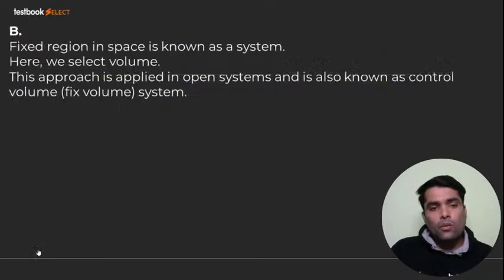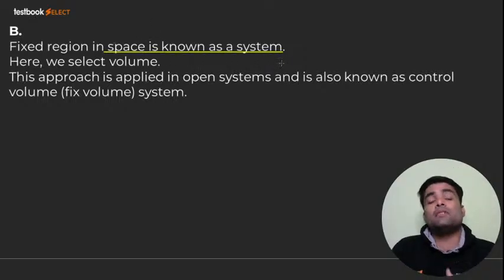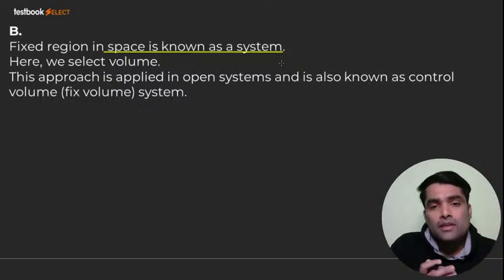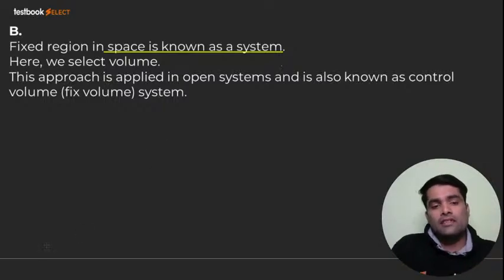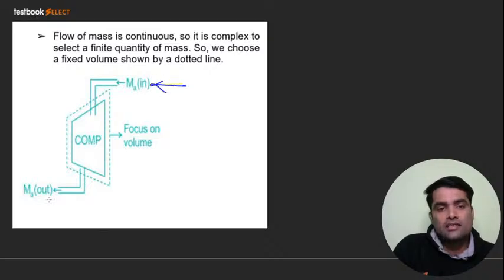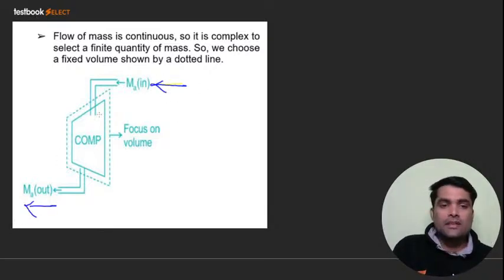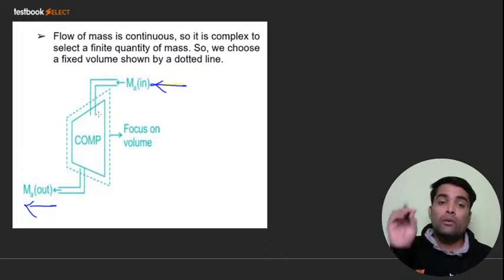And we can say that a fixed region in space is known as a system. Suppose I have an open system, and I have taken the example in the next diagram as well. You can see that a compressor is there, air is coming from here, and air is going out from here, right? यहाँ से air अंदर आ रहा है, यहाँ से बाहर जा रहा है, right, that means the quantity of mass is not going to be fixed inside the compressor. It is continuously changing.